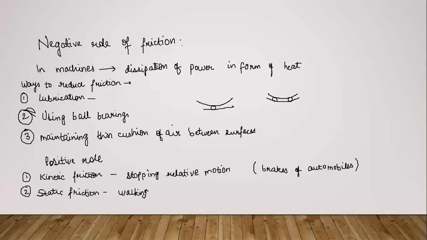There is no need to discuss it again and again. When we are walking, we are able to walk because of friction only. If friction would not be there, we would have slipped and fallen down. Okay. So the vehicles also need friction to get accelerated, no? Because frictional force is the only thing that is providing the acceleration to the vehicles. So these were the negative and the positive roles of friction.